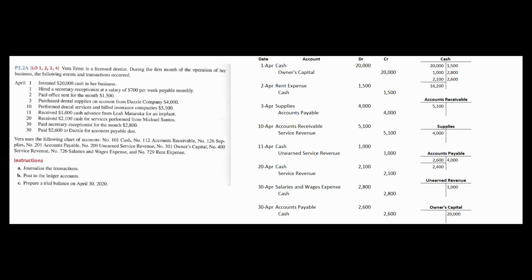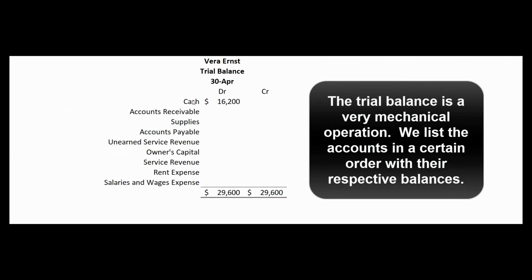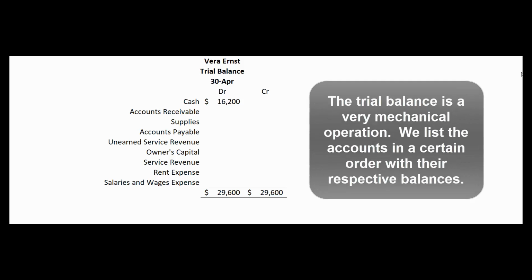Now it's time to create the trial balance. We simply list all the accounts in a special order: assets, liabilities, owner's equity, revenue and expenses, and list the balances next to each account. And the book, I told you that the balance for cash is 16,200. The book tells you the balance for the debits and the credits for all the accounts is 29,600. And that's all there is to problem 2.2.